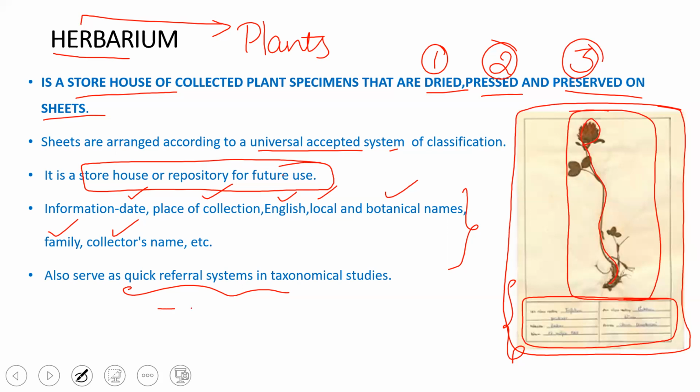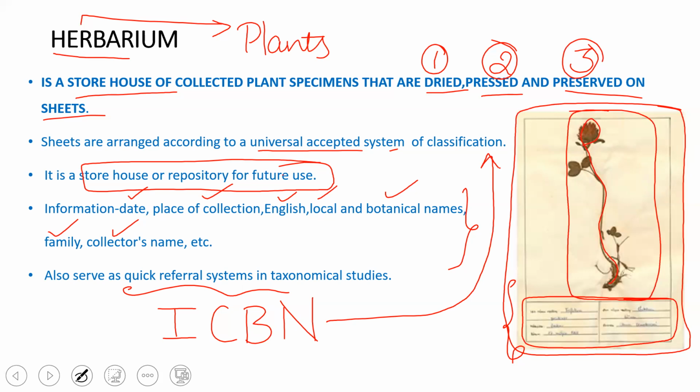So we can say that ICBN plays a very important role. So hope you remember what ICBN is, the International Code of Botanical Nomenclature. This plays a very important role in giving the system a proper universal acceptance. So the universally accepted system of classification will be majorly done with the help of criteria which have been established by ICBN. Okay, so this is regarding herbarium.